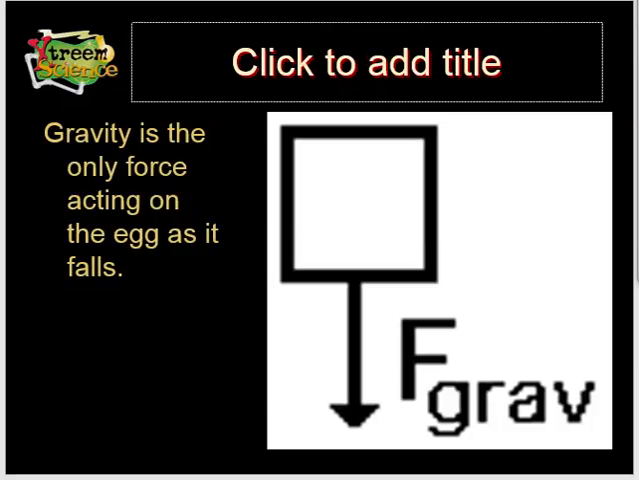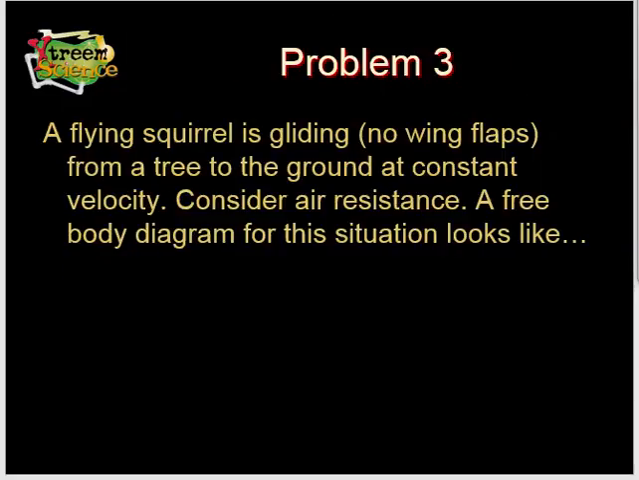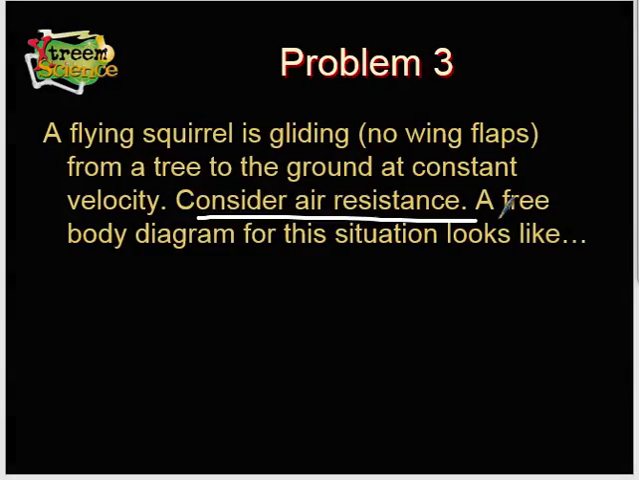Ta-da. That's it. And that's a perfectly good answer. Don't go any farther than that. There's another one. A flying squirrel is gliding from a tree to the ground at a constant velocity. Again, don't overthink this. Let's just assume the flying squirrel is going straight down, but just falling slower.